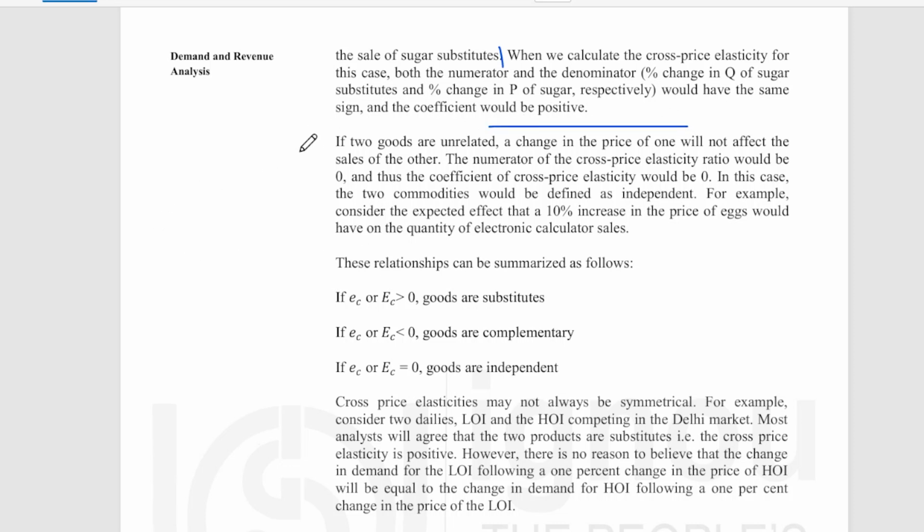And so if two goods are unrelated, a change in the price of one will not affect the sales of the other. The numerator of the cross price elasticity ratio would be 0, and thus the coefficient of cross price elasticity would be 0. In this case, the two commodities would be defined as independent. An example also here. So this relationship can be summarized like this.